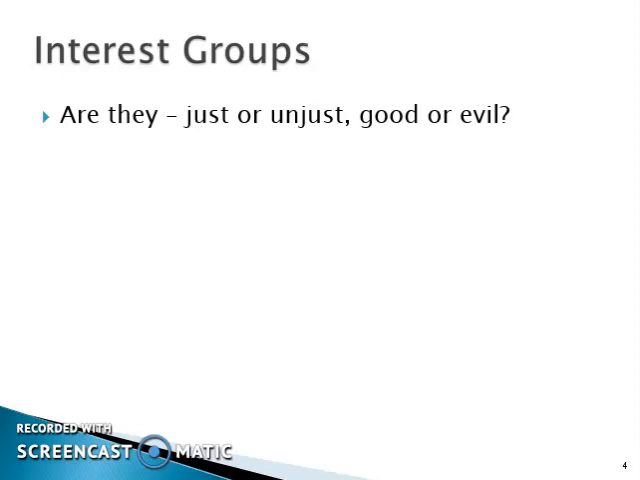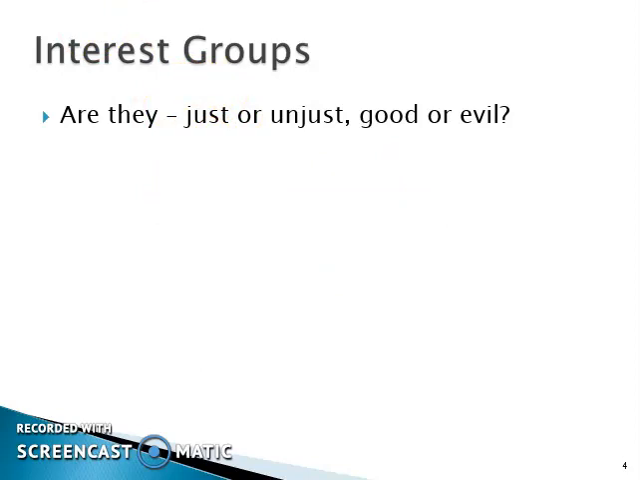Why should some group be able to band together and change public policy to the benefit of their members? That's kind of an unjust view or an evil view. On the other hand, why shouldn't some group be able to band together where there is something that is important to them and seek to influence public policy? If it's that important for us that we will band together with a group, then maybe we ought to be able to do that. That's the view that interest groups are just or good.